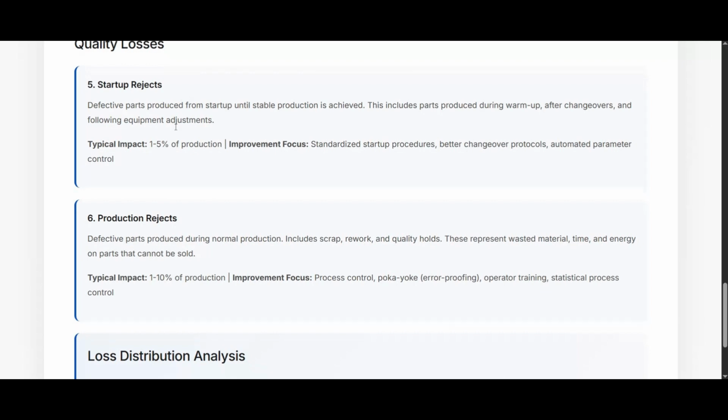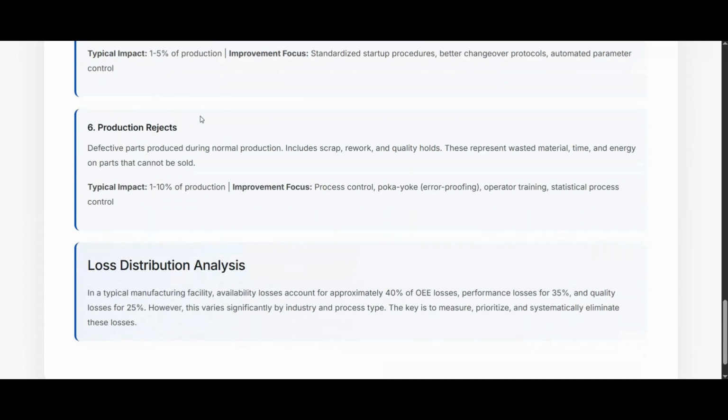Okay, and here production rejects. These are defective parts made during normal operation, scrap, rework, or any product that doesn't meet quality requirements. This usually accounts for 1 to 10% of production, and the key here is controlling the process so defects don't happen in the first place. Tools like Poka-yoke, which means error proofing, along with operator training and statistical process control, are highly effective in preventing these issues.